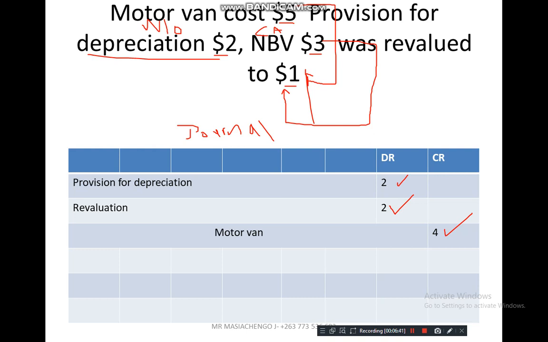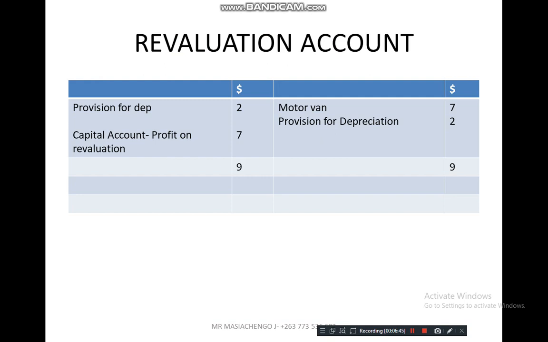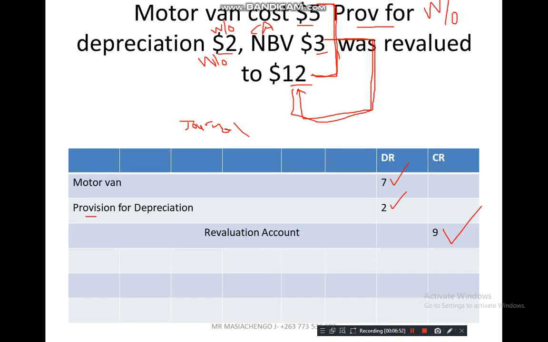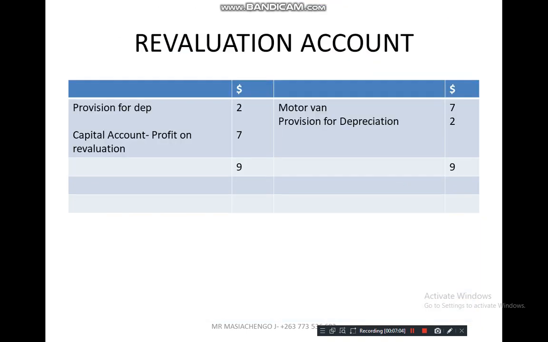And remember, we need also to complete this one. We prepare what we call a revaluation account, and a revaluation account is, in simple terms, we are just taking our journal entries. Okay, we start with this one. You see the revaluation account was credited. In this case, the revaluation account was credited with how much? With $9. So we credit revaluation with $9. Okay, and these are the details for this.